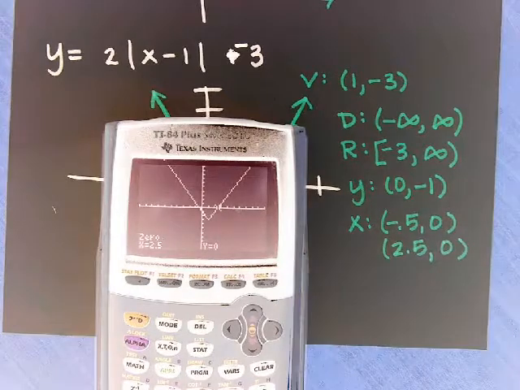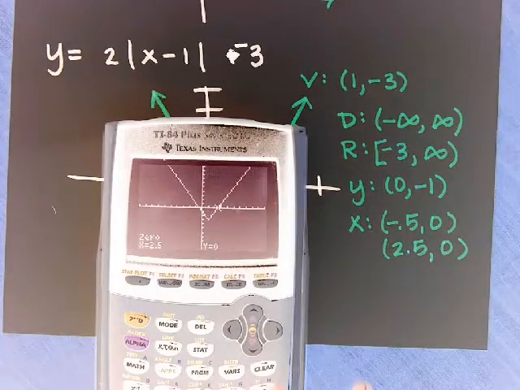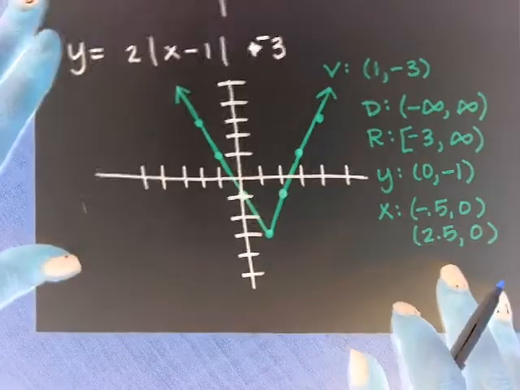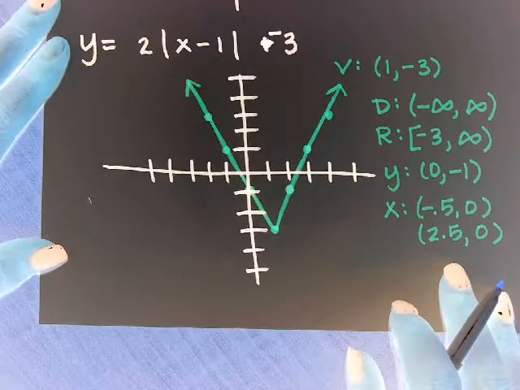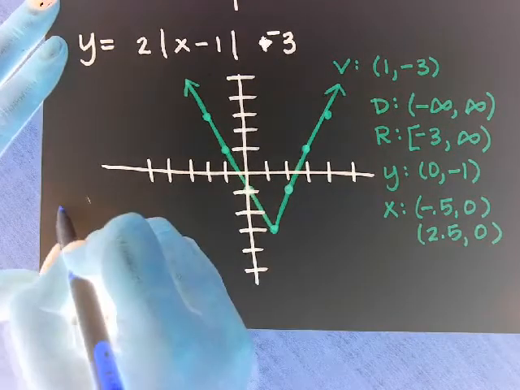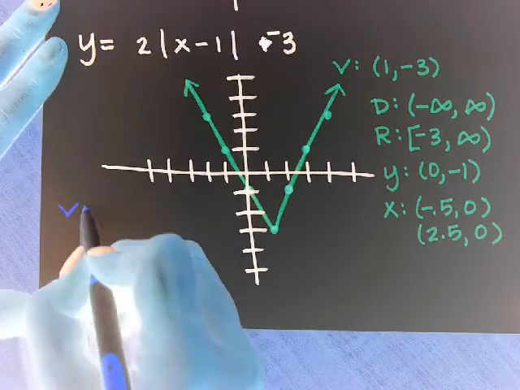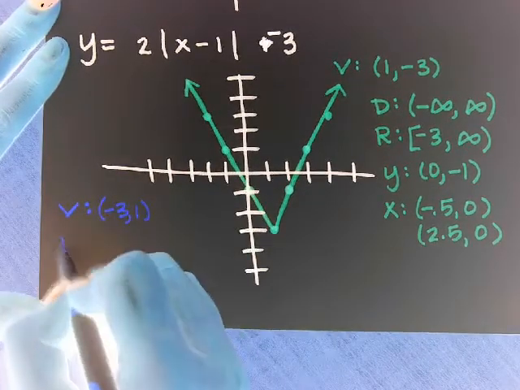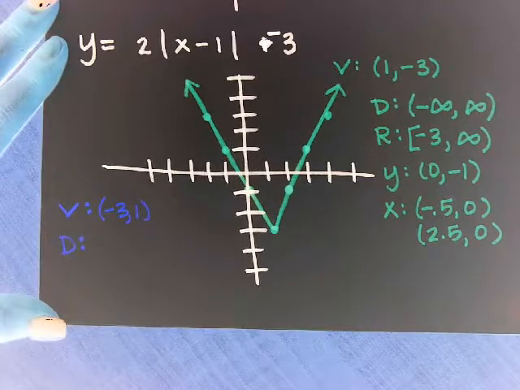Okay, so before we even graph the inverse, I want you guys to tell me some information about it. So what information could you give me about the inverse? What's the vertex of the inverse going to be? Okay. What's the domain of the inverse going to be?